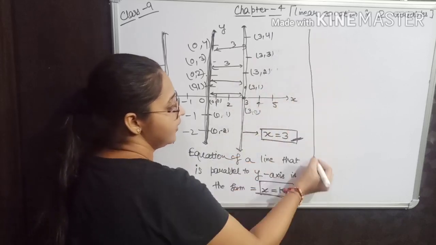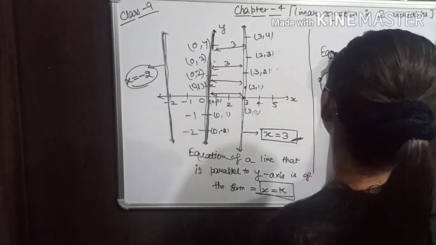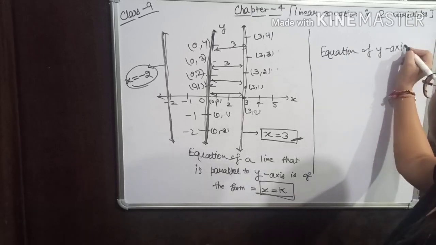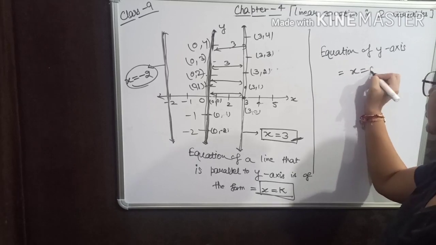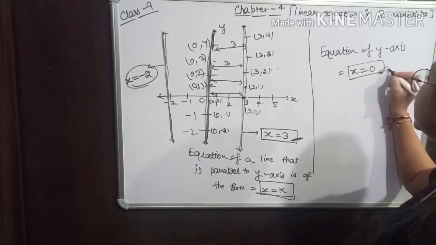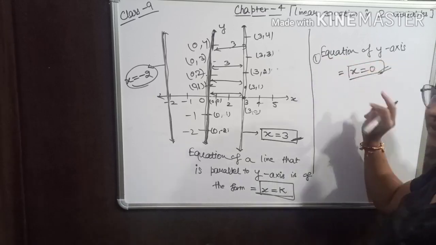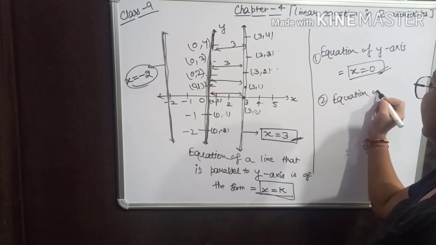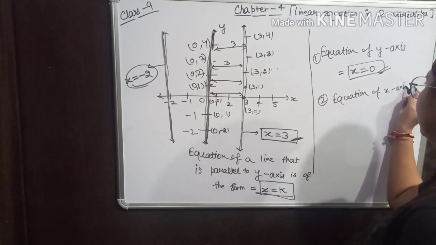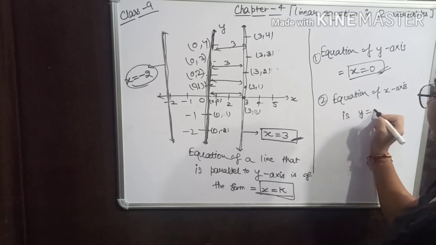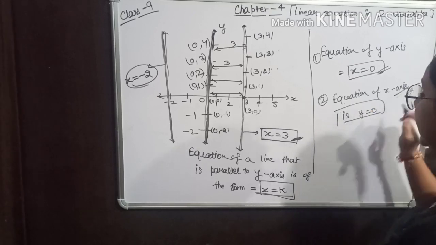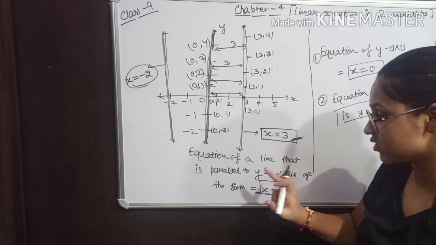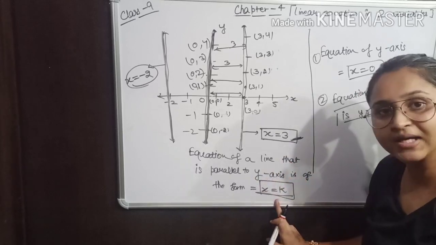So you write here that the equation of the y-axis is x = 0. So there are two important results. First, the equation of the y-axis is x = 0, and second, the equation of the x-axis is y = 0. And the equation of a line that is parallel to the y-axis is of the form x = k, and the equation of a line that is parallel to the x-axis is of the form y = k.